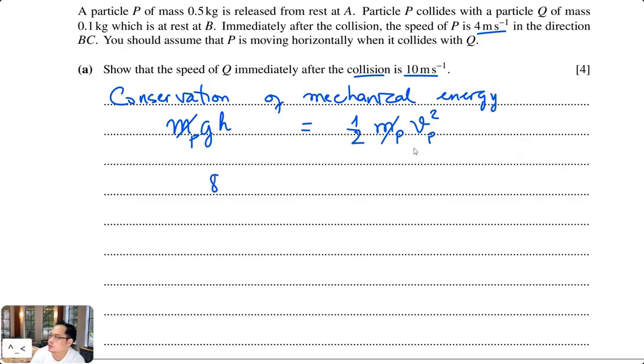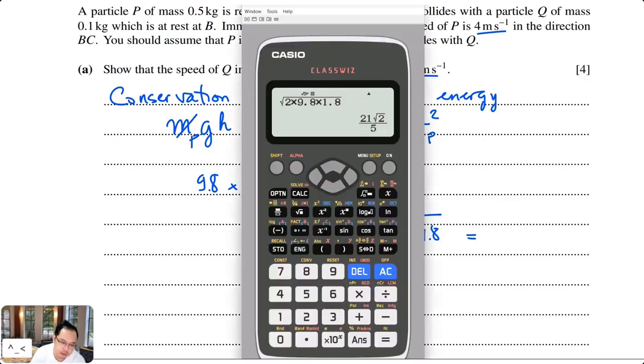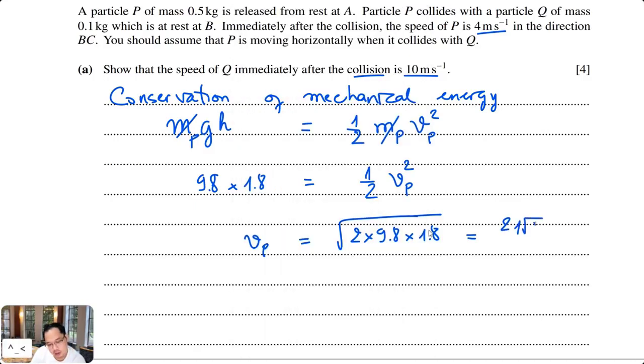So g here is 9.8 and the height is 1.8 meters. The speed v_P here is what we need to find. So v_P is simply the square root of 2 times 9.8 times 1.8, and it will be equal to 21 square root 2 over 5.